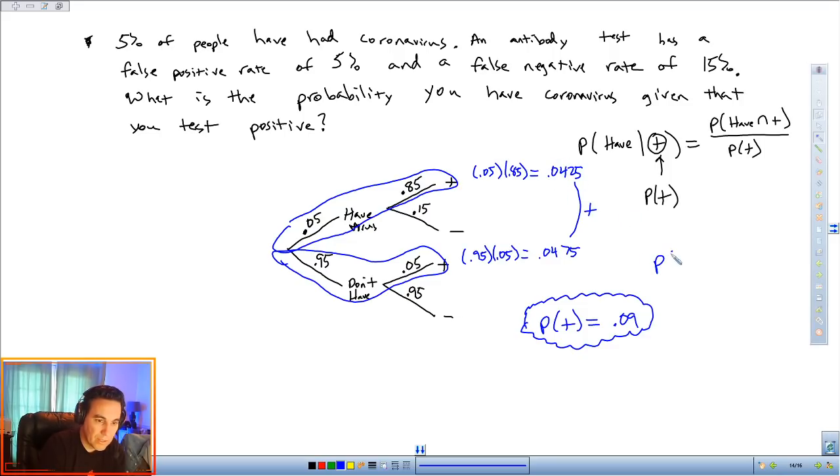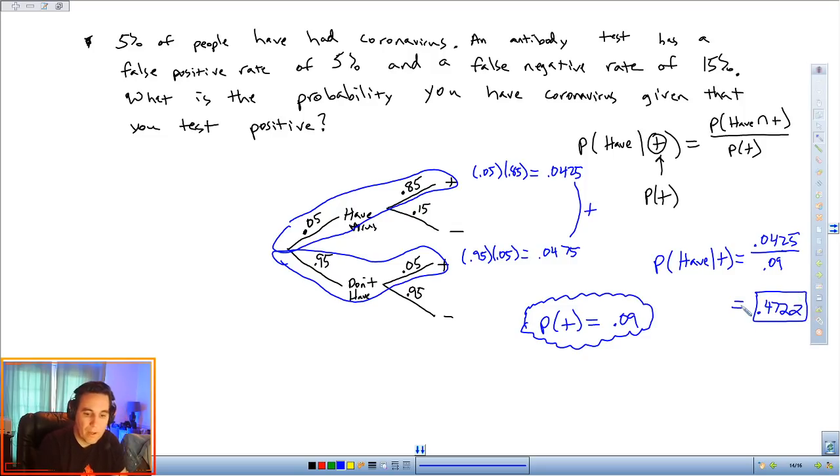So the probability of actually having it, given that you tested positive, is the branch that actually had the disease over the total percentage likelihood that you tested positive. So 0.0425 divided by the 0.09. So that ends up being the chance that you actually have coronavirus, given you tested positive, is only 0.4722. That should blow your mind a little bit.